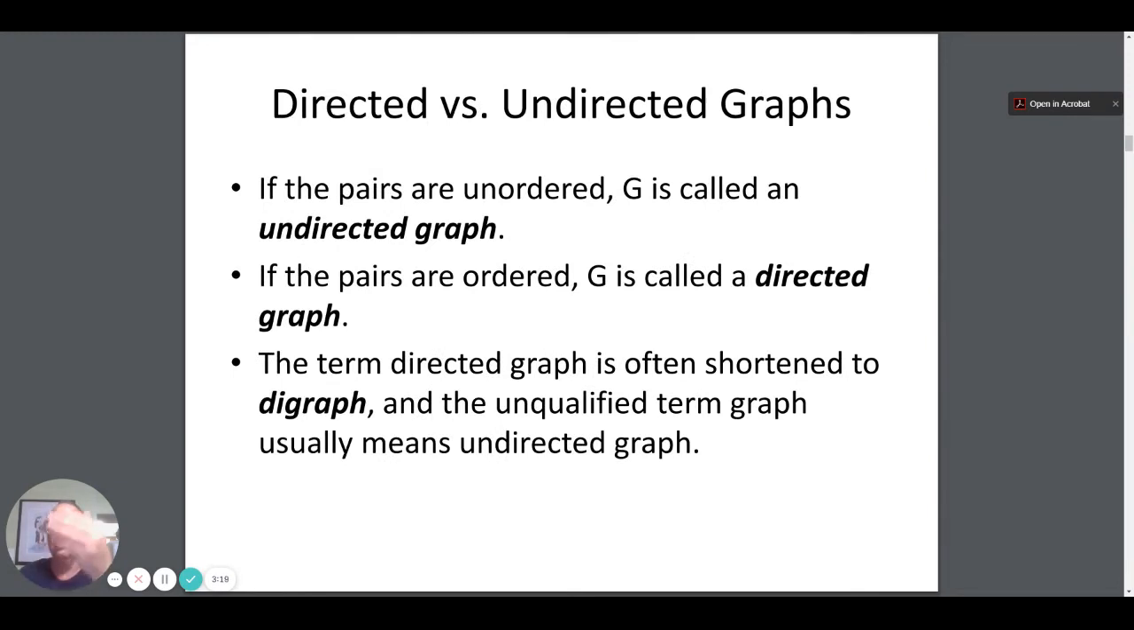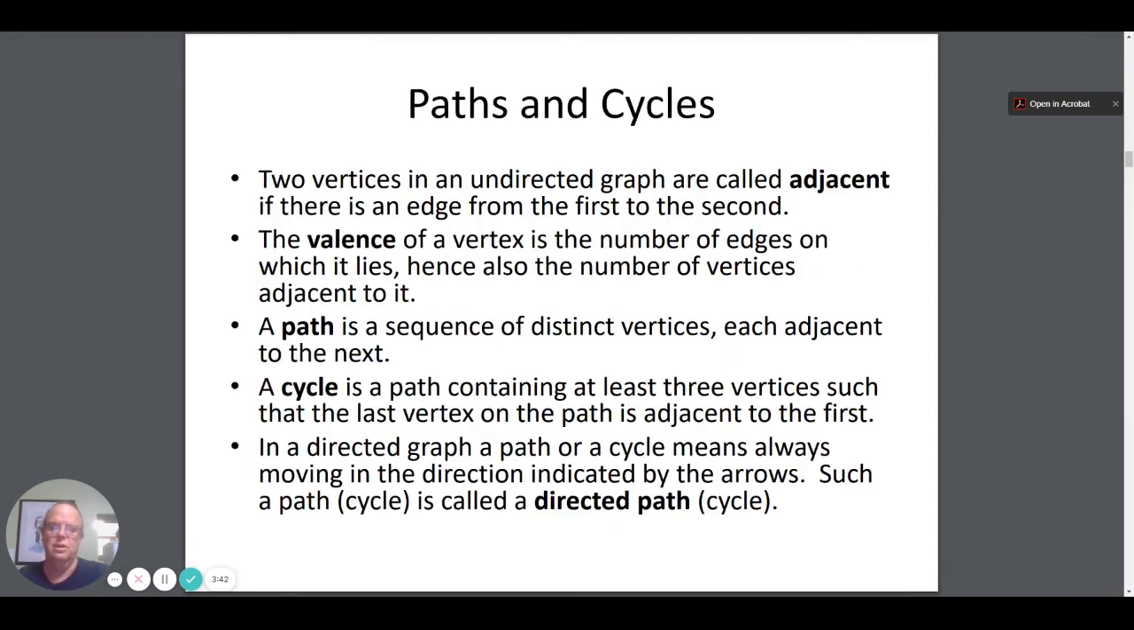If the pairs are unordered, then it's called an undirected graph. If the pairs are ordered, that means I can go from A to B, but maybe not back, then that's called a directed graph. And the term directed graph is often shortened to digraph. And the unqualified term graph usually means an undirected graph, but not always. Again, the notation and the definitions are not completely standardized. So, make sure you know what definitions you're using in the text or the course that you're working with graphs in.